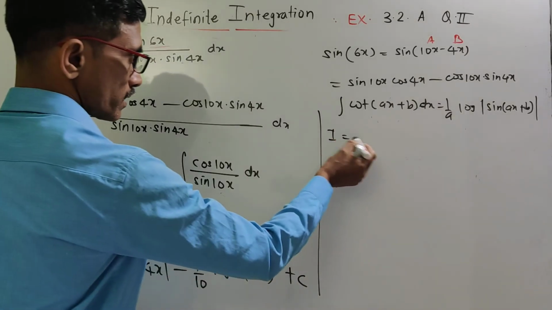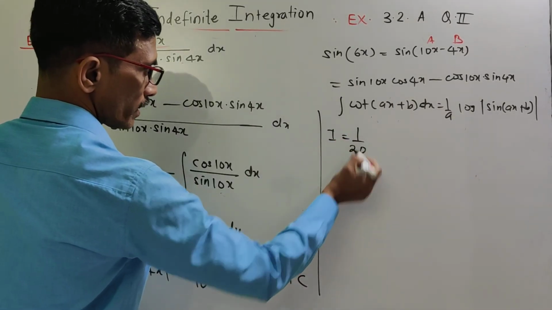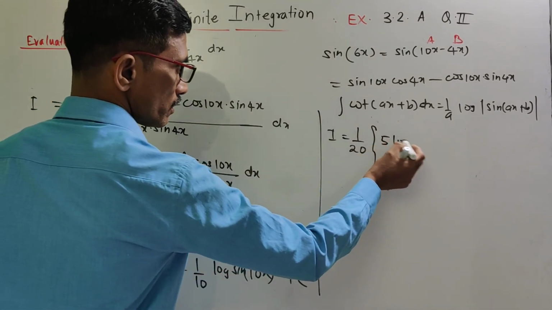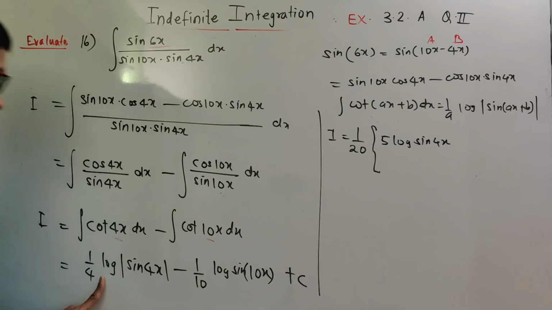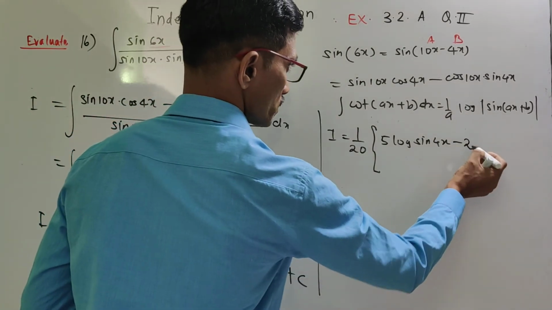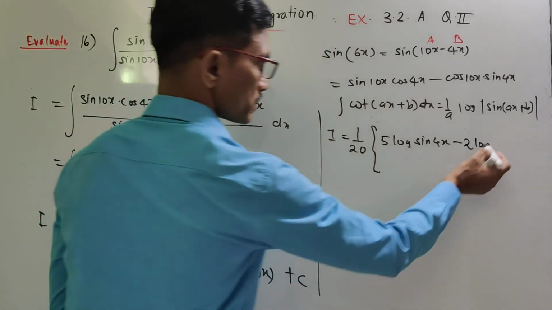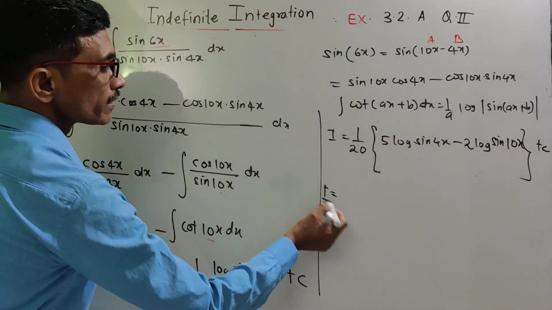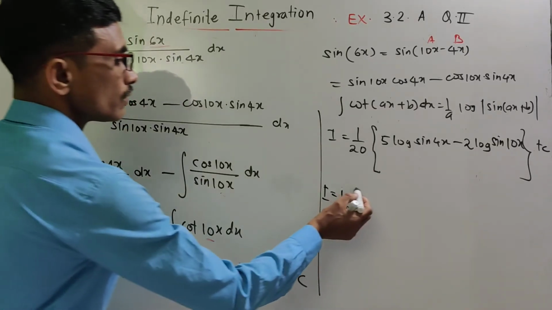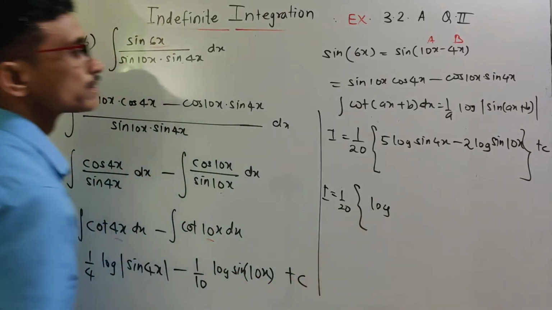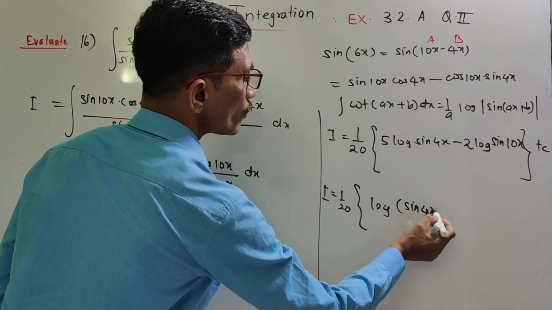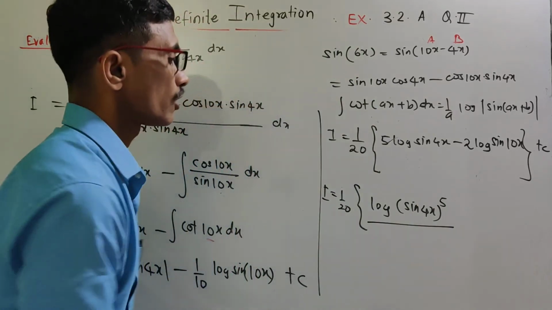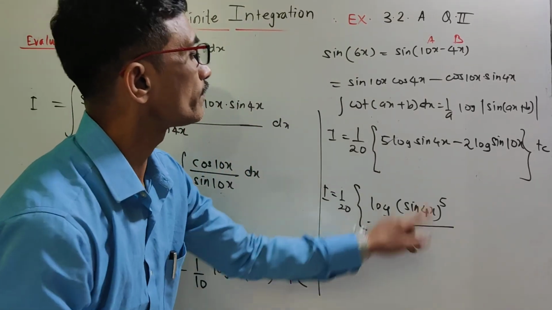The answer can be simplified, 1 by 20 times 5 log of sin 4x minus 2 times log of sin 10x plus c, and the answer can be written in compact form like log of sin of 4x whole raised to power 5, and this will be in denominator, so it is log of m minus log of n.